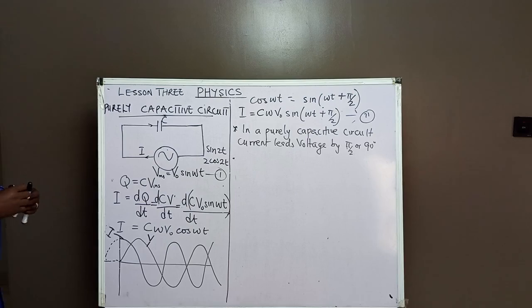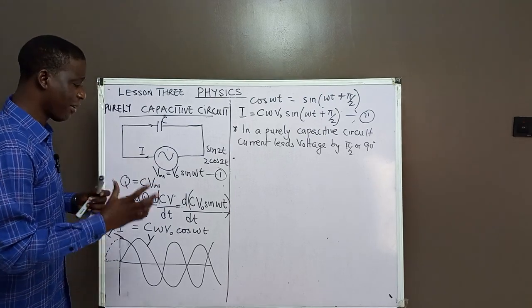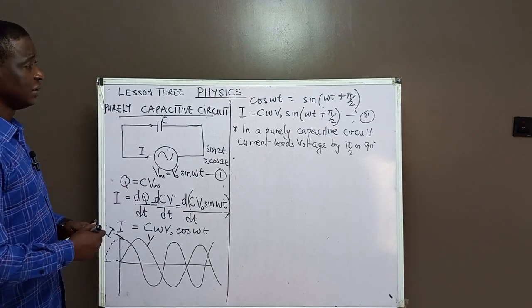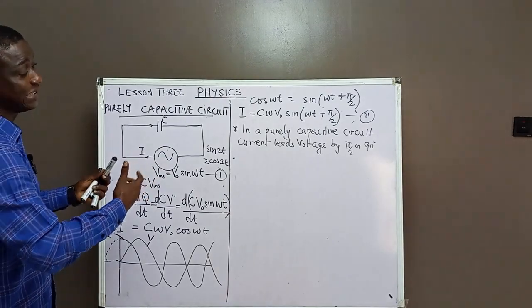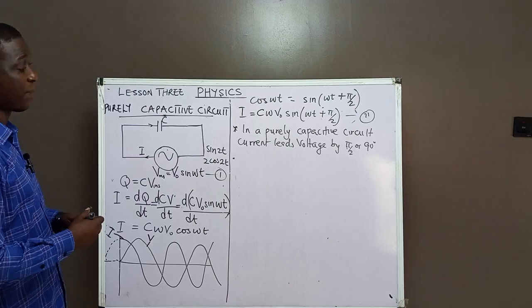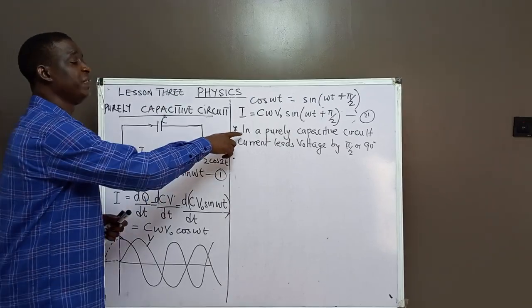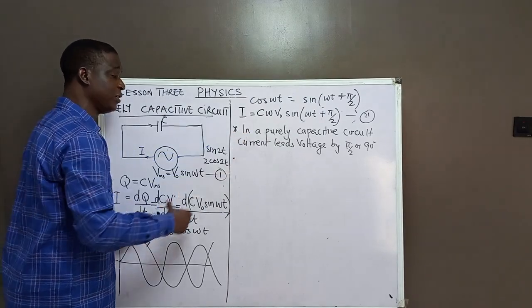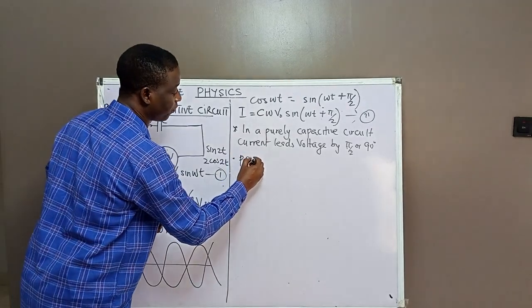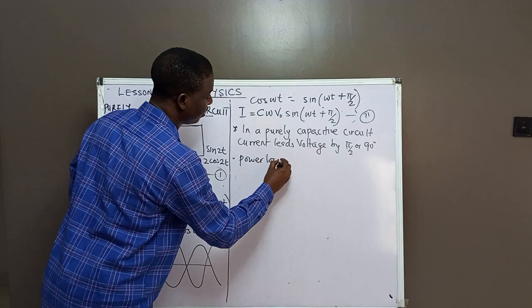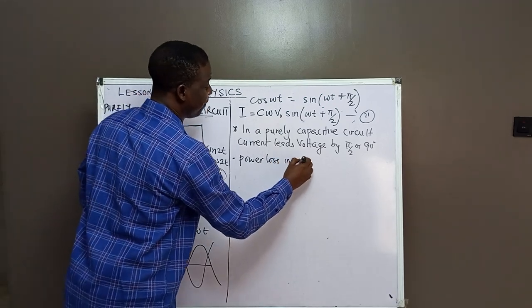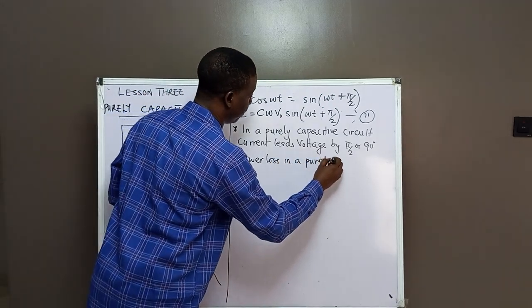Point number 2 is that now we have gotten our current, we have gotten our voltage. Now we have discovered that the current is already ahead of the voltage by pi over 2. And because of this particular thing that has happened here, the power loss in a purely capacitive circuit is 0.